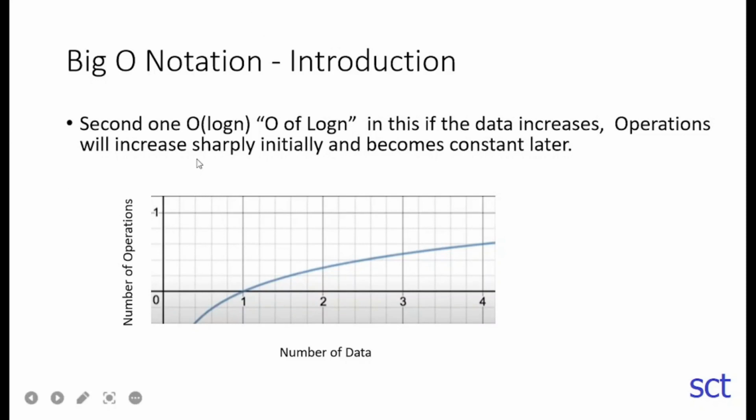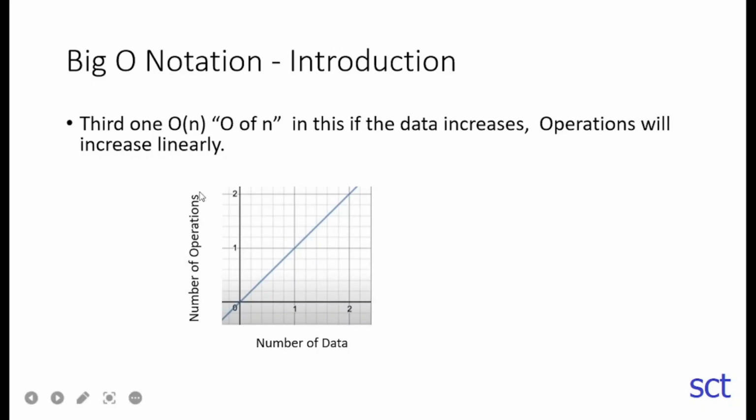Second one is O of log n. In this, if the data increases, the operations will increase sharply initially and become constant later. It will increase very sharply and later on it becomes a constant value. That is O of log n. Next, O of n is when the data increases, the operations will increase linearly. So 1 data, 1 operation; 2 data, 2 operations; 3 data, 3 operations.